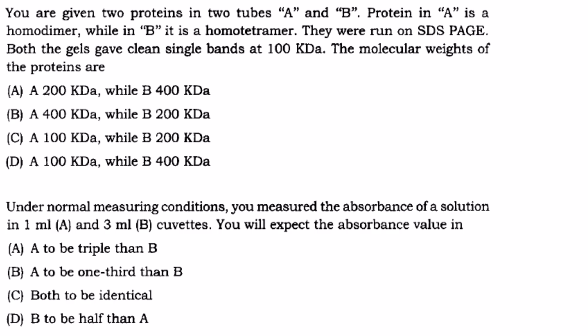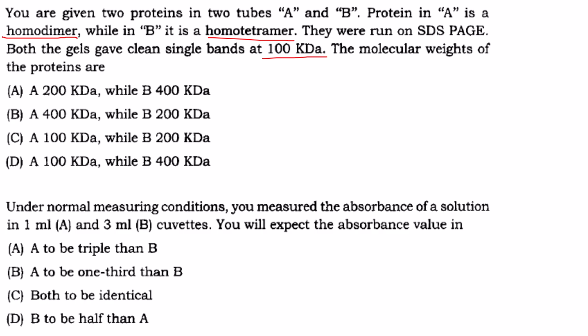Then next one, you are given two proteins in two tubes, A and B. Protein A is a homodimer. Dimer means two subunits. Homo means same subunit, the same molecular weight for both the subunits. While B is a homotetramer. Tetramer means 4 subunits. Homo means all equal molecular weight. They are run on SDS-PAGE. Both the gels gave a single band at 100 kDa.